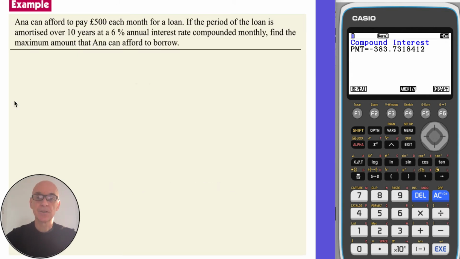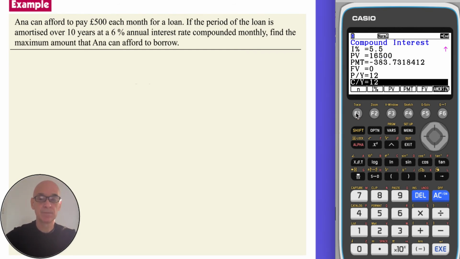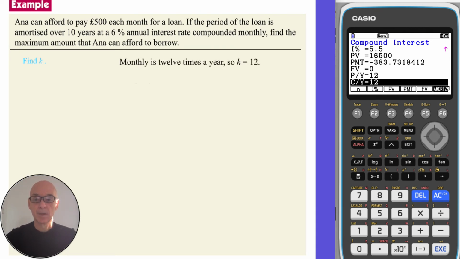In this question, Anna can afford to pay £500 a month on a loan, and we need to find the maximum amount that she can borrow. We'll press F1 for a repeat calculation. Start by finding K, the number of compounding periods per year. As the interest is compounded monthly, which is 12 times a year, again K is equal to 12.